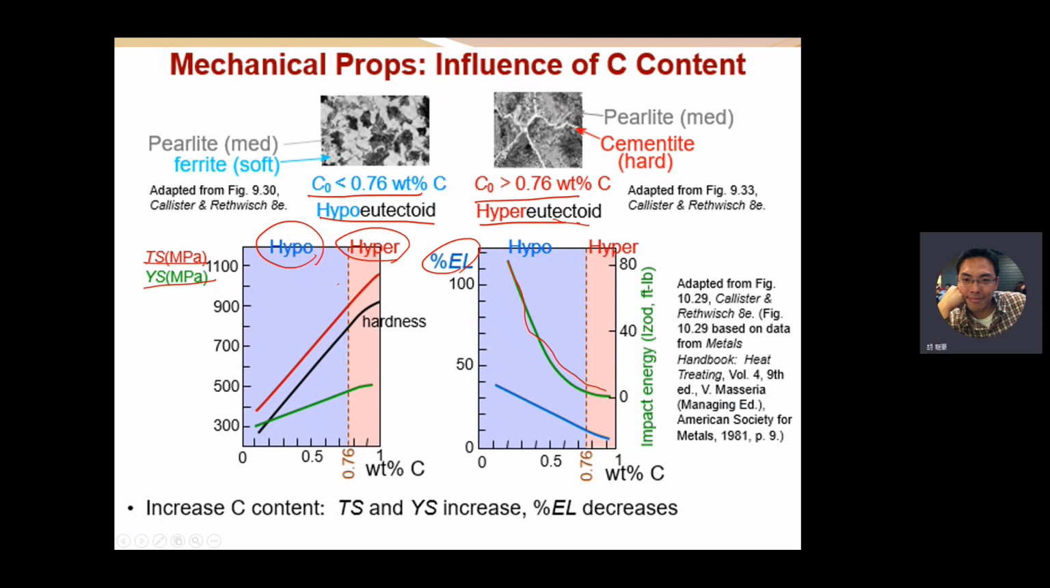So from the microstructure point of view, we can look at the figure for the hypoeutectoid structure. Its microconstituents are pearlite and ferrite. Ferrite is soft, while pearlite is hard.